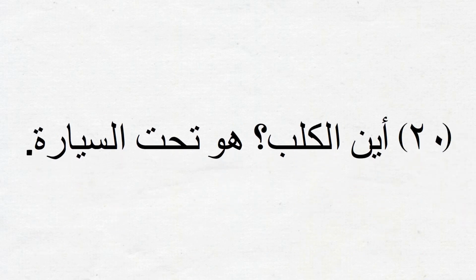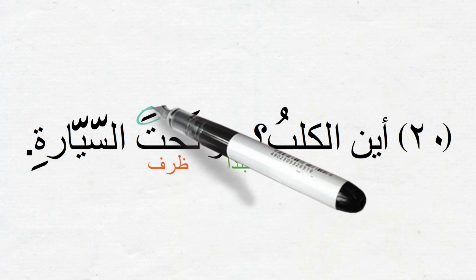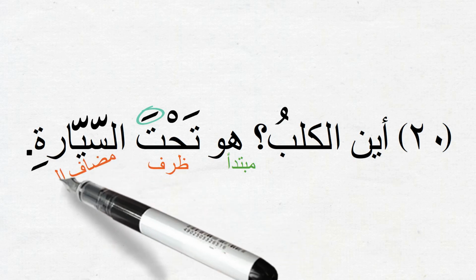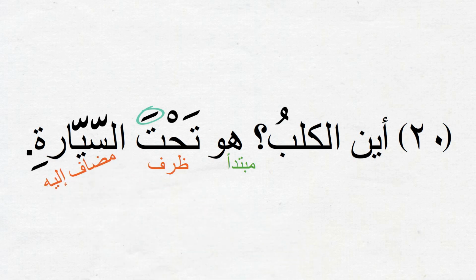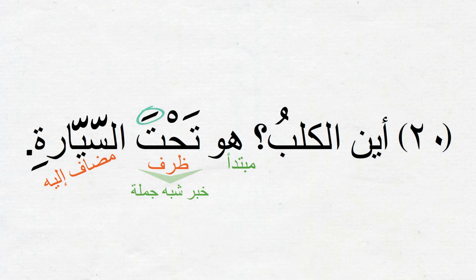Number 20. أين الكلب؟ هو تحت السيارة. Where is the dog? It is under the car. In the response here, we have huwa coming as the mubtada. And if you remember from our last video tutorial, tahta here is dharf, which is a mansub ism and is indicating the location of the dog. And as-sayyarati is the mudaf ilayh. So together we have dharf and mudaf ilayh combination. And here we say tahta is the khabar shibhu jumla.